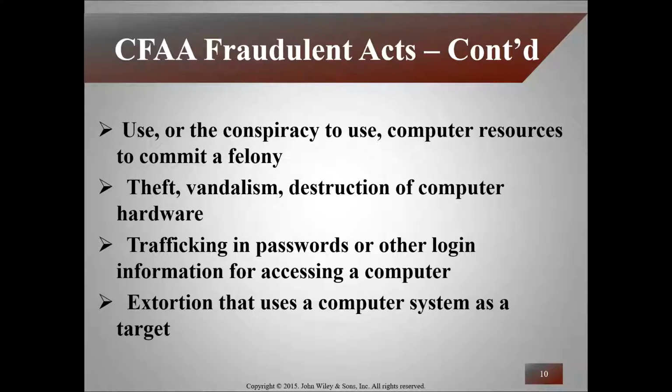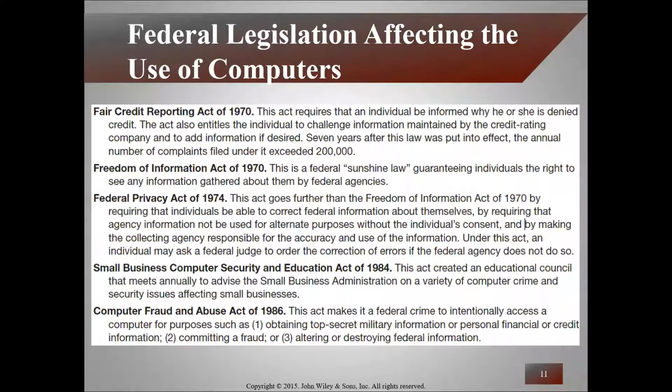And there are other legislation or laws that affect computer crime. One is the Fair Credit Reporting Act of 1970. This act requires that an individual be informed why he or she is denied credit. There's a Freedom of Information Act of 1970. It guarantees individuals the right to see any information gathered about them by federal agencies. And the list goes on, but these are just a few of the federal legislation affecting the use of computers.